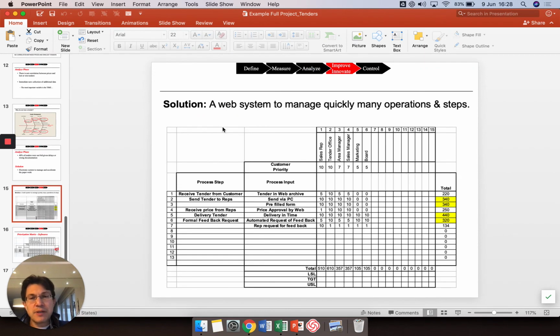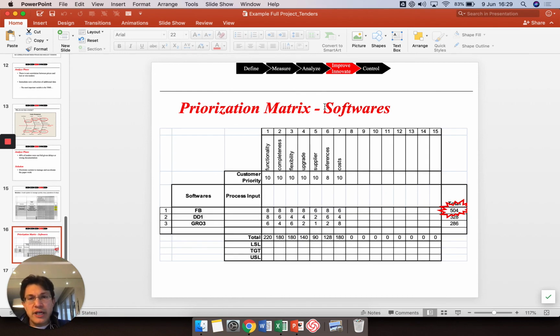They implemented a web-based system to manage quickly many operations and steps. So a director, even if he or she was traveling, could sign the tender electronically, and the company could submit the tender on time and with the correct documentation to the customer. So here were three options of software, and the web solution was the winner.